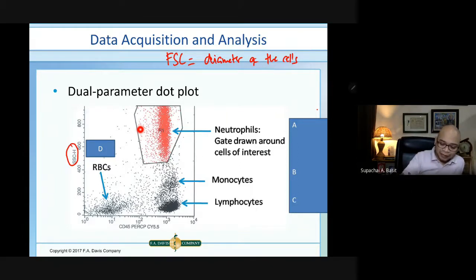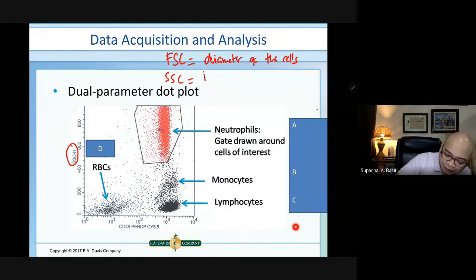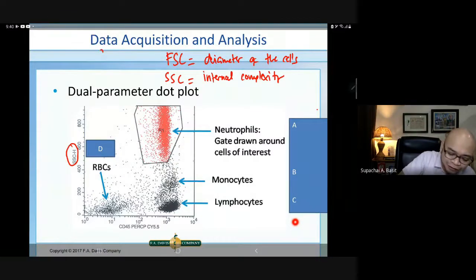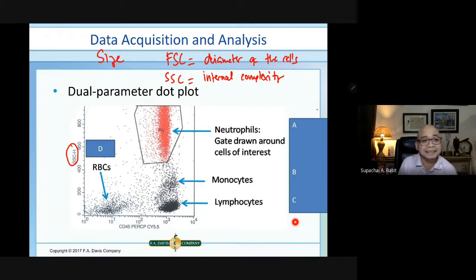Okay? Whereas the SSC measures the internal complexity. So what do you mean by diameter of the cell? FSC, therefore, will determine the size. SSC, since it determines internal complexity, it will determine the granularity.